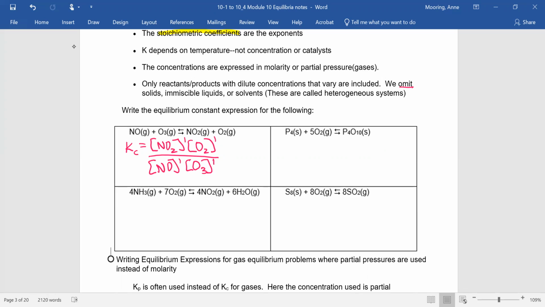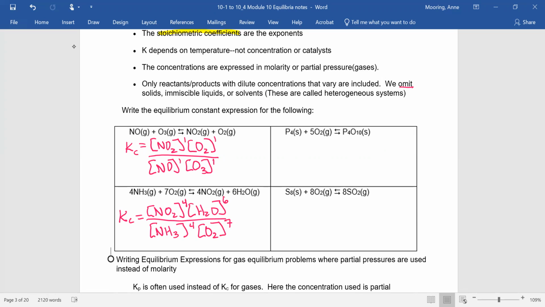Let's take a look at the one underneath it. So we have ammonia reacting with oxygen. In this case, we would write Kc is equal to NO2 raised to the fourth power, the concentration of H2O raised to the sixth power, the concentration of ammonia raised to the fourth power, and the concentration of oxygen raised to the seventh power.